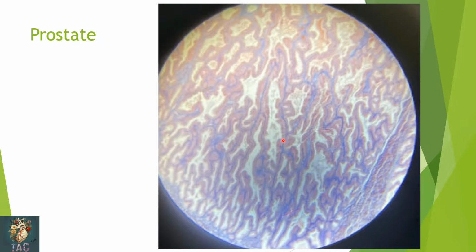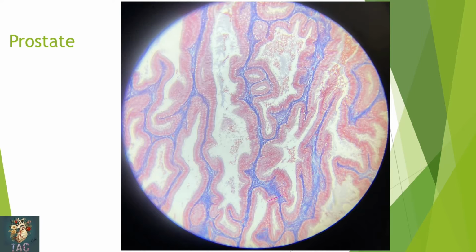This is another beautiful slide with a Mason's trichrome stain. Here you can see the glandular section surrounded by the fibromuscular stroma. Same slide at higher magnification to show you this is the epithelium, which is simple columnar in nature. This is the lumen of the gland which contains the prostatic concretion.